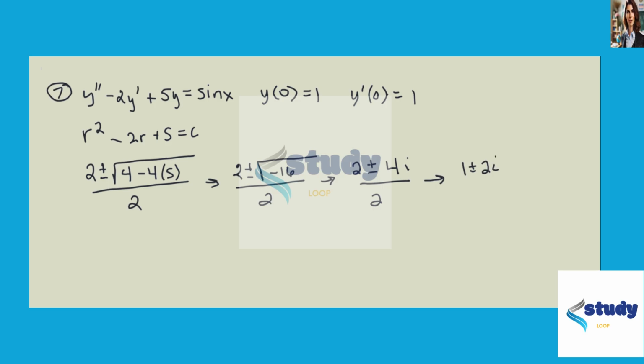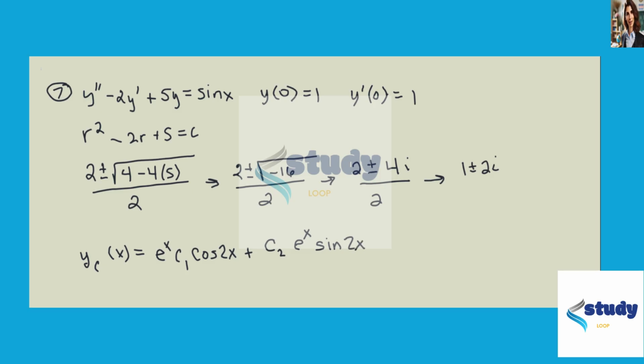So I'm going to start off with a general solution of e to the x times c1 cosine of 2x, because that's my coefficient of i, plus c2 e to the x sine of 2x.